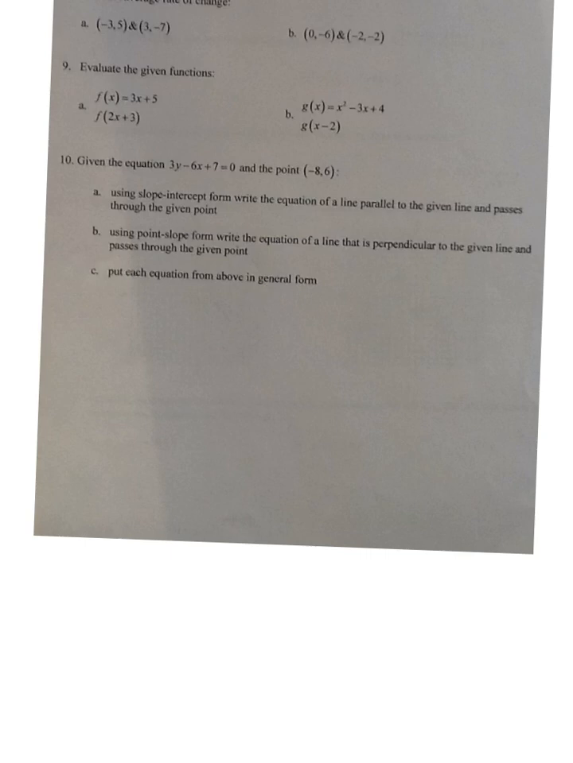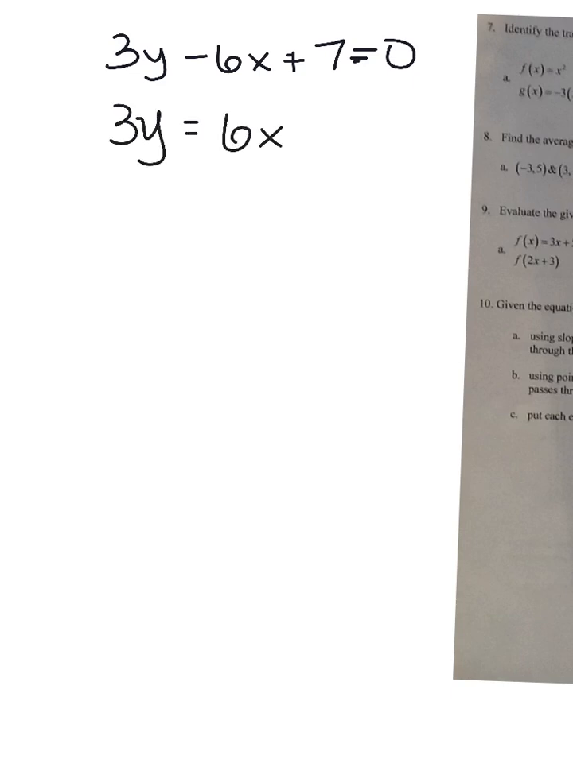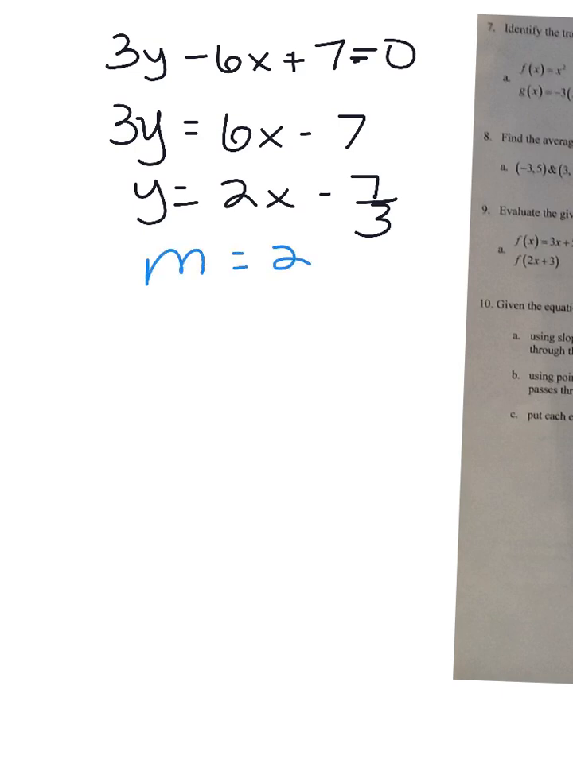All right, so let me write down the equation, because the first thing we need to do is take the equation and put it in y equals mx plus b form. So that's 3y minus 6x plus 7 is equal to 0. So I'm going to take this now and put it into y equals form. So I'm going to add the 6x and subtract the 7. So 3y equals add 6x, subtract the 7, and then divide by 3. So I get y equals 2x minus 7/3. So the slope of this line is 2. My parallel slope is also going to be 2.